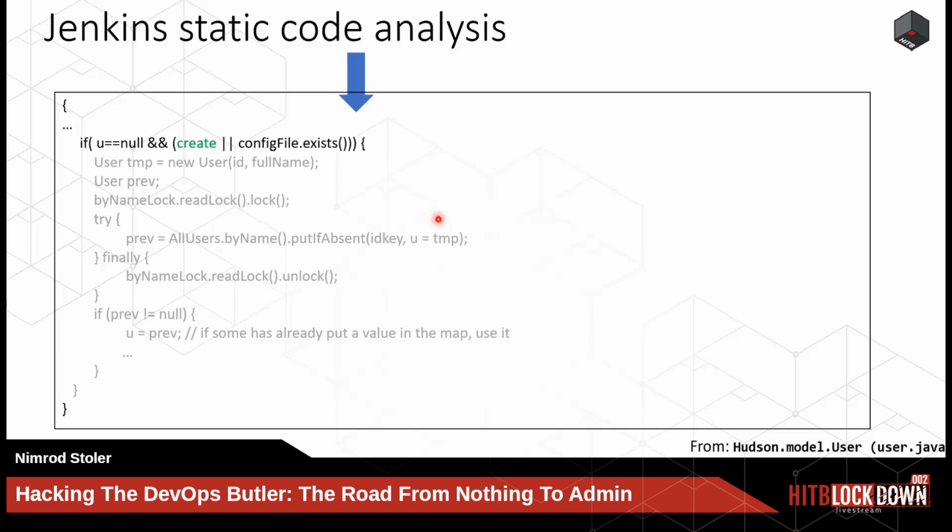And this line checks if either create is true or config file exists, and if, as in our case, the create parameter is true, the code would simply create a new user with the ID we supplied, again, before the caller is authenticated.